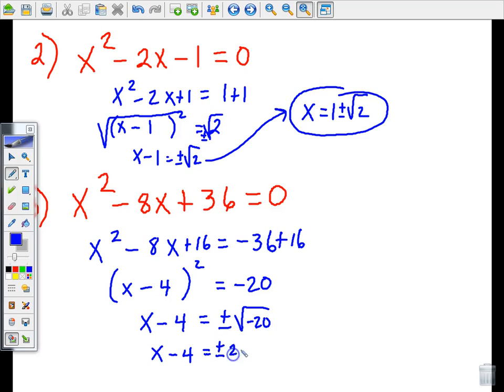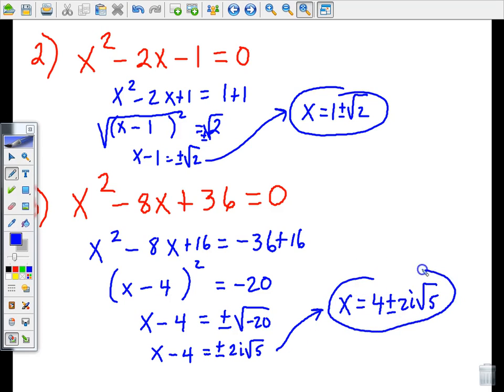That would be 2i square root of 5. Okay, just a review of our previous lesson, and then one final step to solve for x. 4 plus or minus 2i square root of 5 is my two solutions. All right, very good.